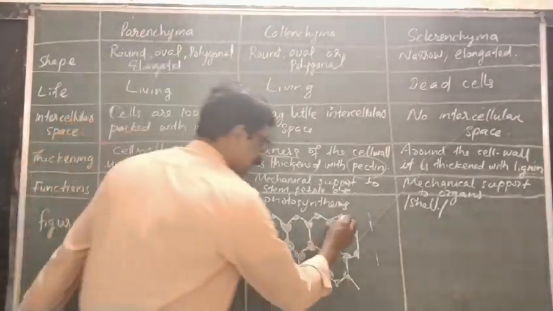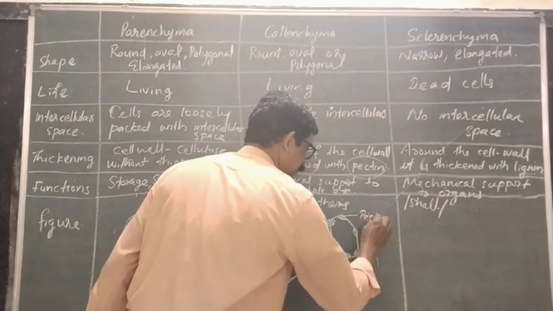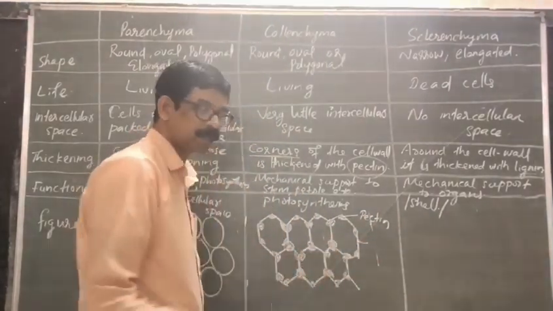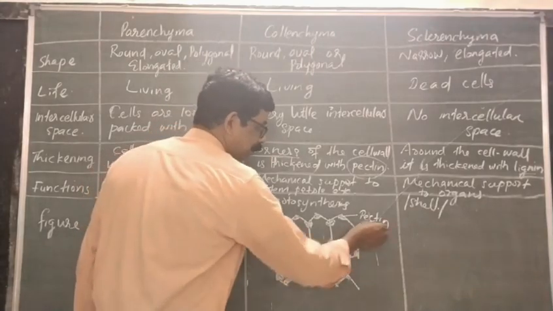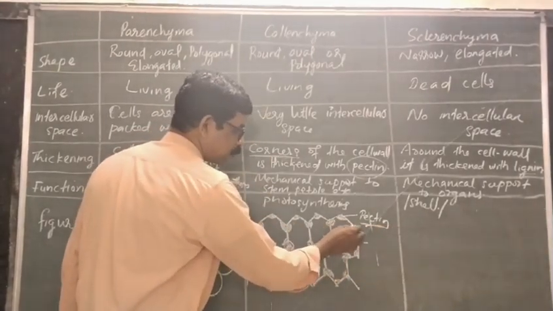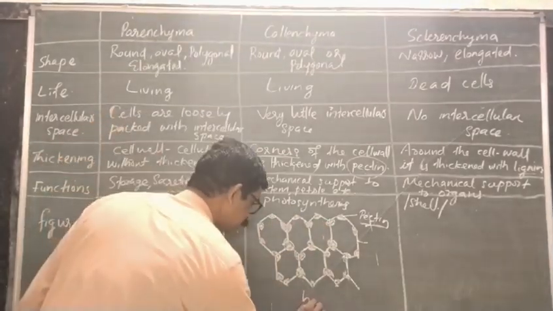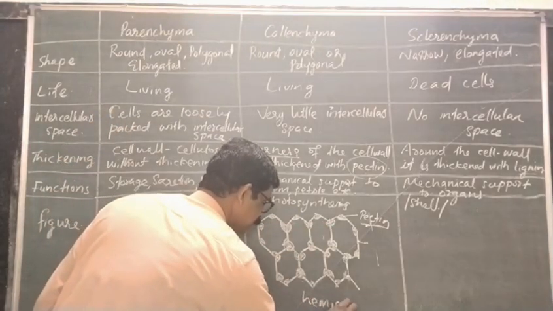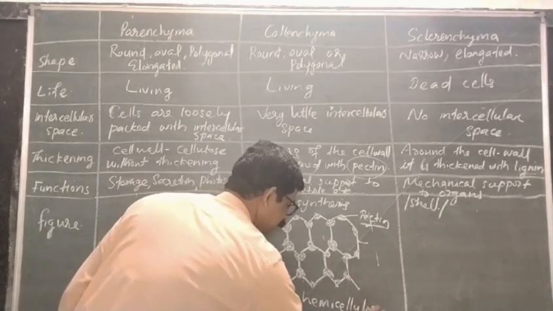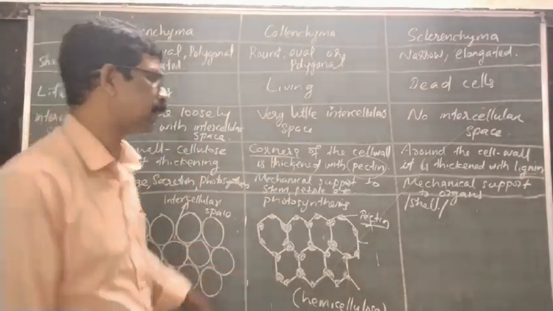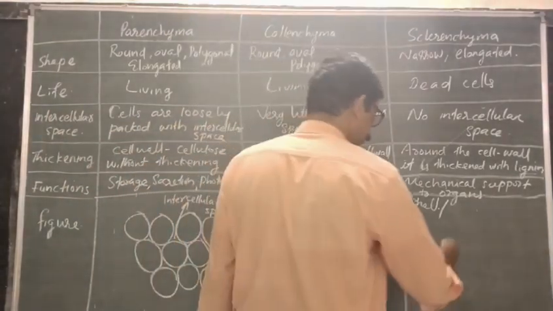So this is pectin. Here the cell wall is present, and the cell wall is made of cellulose itself, and the pectin is present only at the corners. Sometimes it will be made of hemicellulose also. So either pectin or hemicellulose.